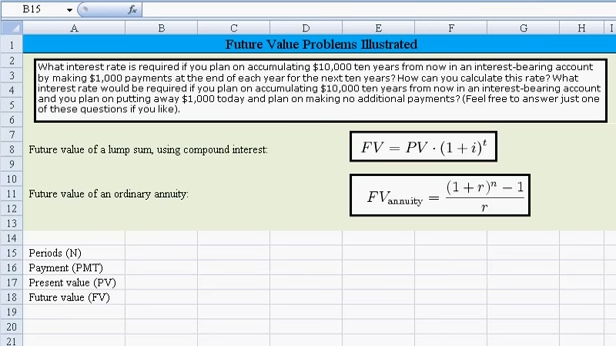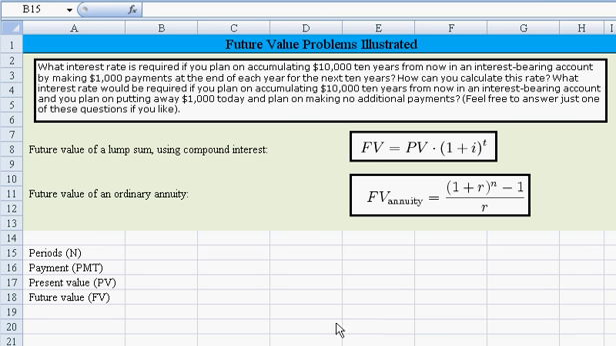Okay, let's look at these future value problems. And the question or questions appear in that first framed block. It says, what interest rate is required if you plan on accumulating $10,000 10 years from now in an interest-bearing account by making $1,000 payments at the end of each year for the next 10 years? Okay, now I've also listed the formulas that get used, but I'm going to solve this one in Excel.